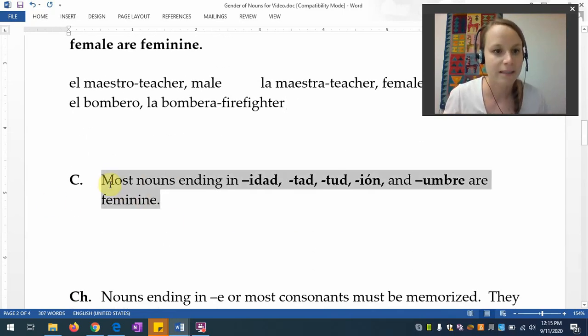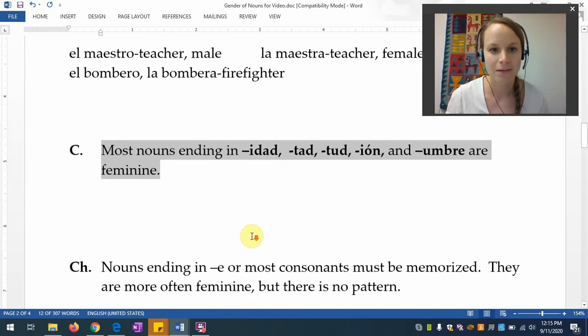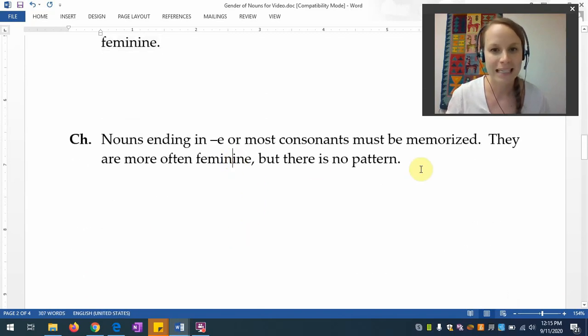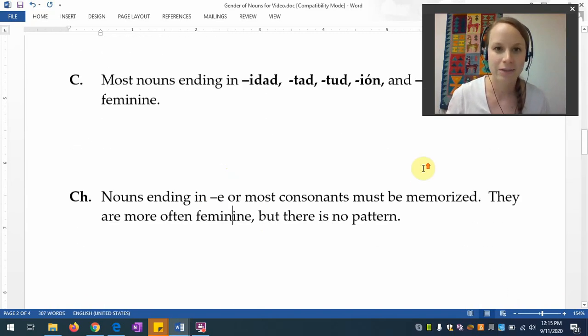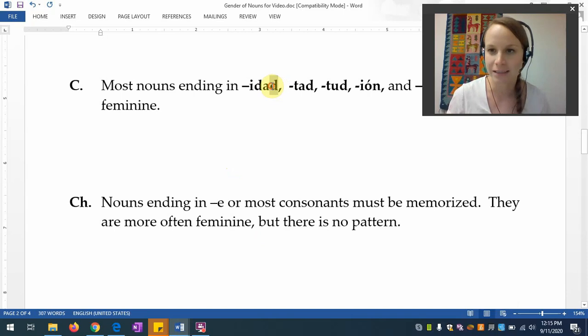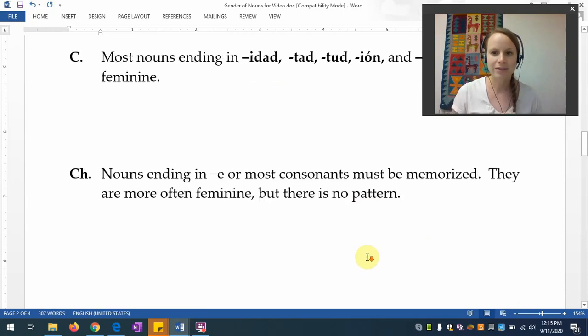Okay, it's nice to know that nouns ending in -idad, -tad, -tud, -ión, and -umbre are feminine. So you can know if it ends in an a, -idad, -tad, -tud, -ión, -umbre, it's going to be a feminine noun. If it ends in e or another consonant other than this one, generally you just have to memorize it.